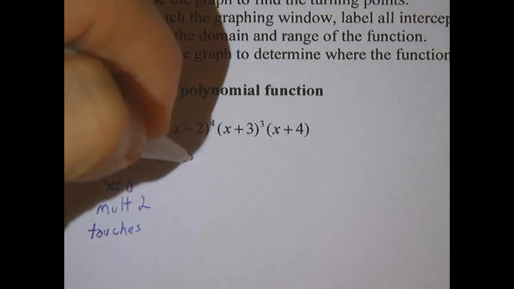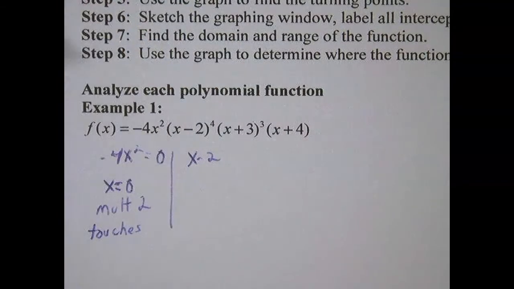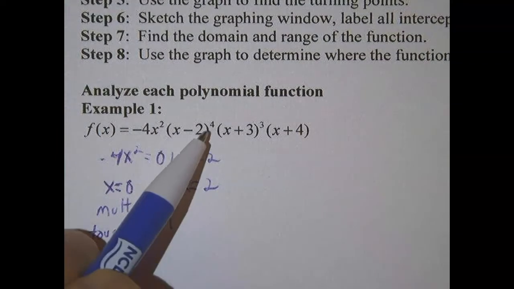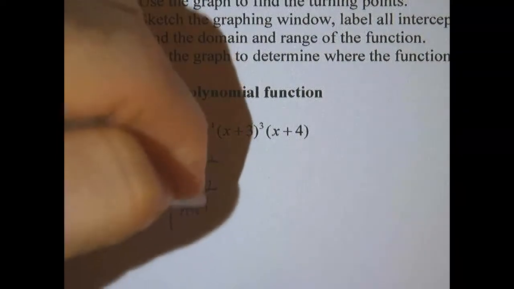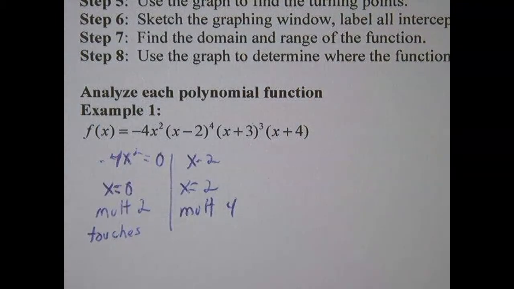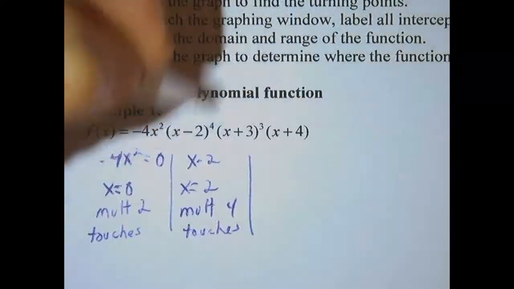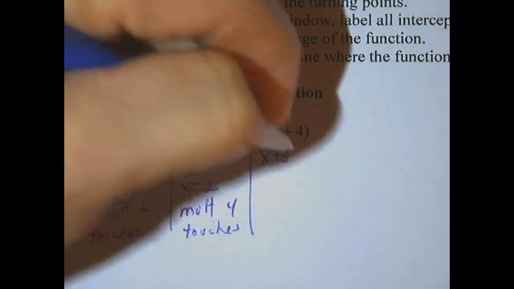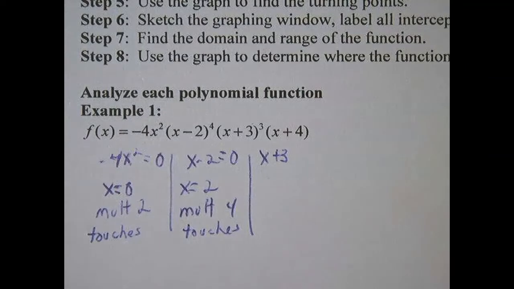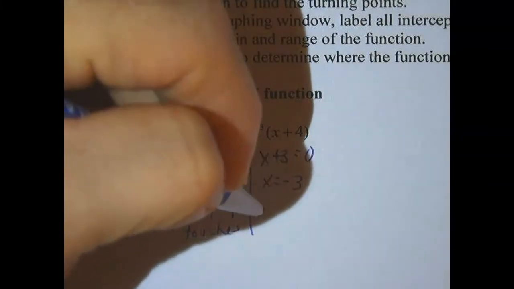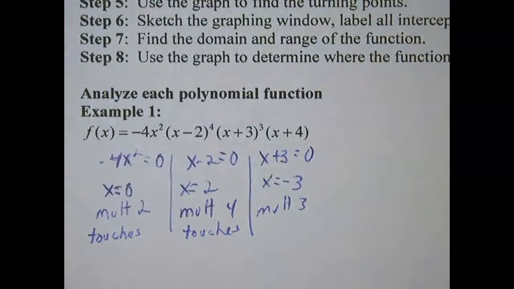All right, the next factor, x minus 2, has a 0 when x equals 2. And that x-intercept also has an even multiplicity. This time it's 4. But what's important is that it's even. It doesn't matter how high the even number is, which means this one also touches. Okay, the next factor is x plus 3. And I should say here it always equals 0 because we're always finding the zeros. x plus 3 equals 0 when x equals negative 3. And that one has a multiplicity of 3, which is an odd multiplicity, which means it crosses the axis.